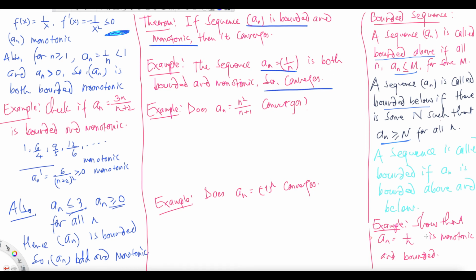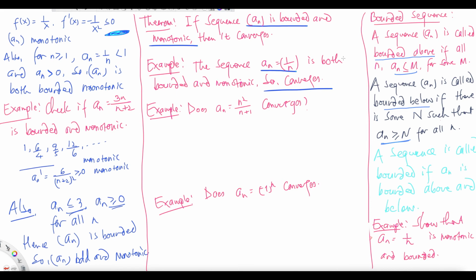We know that this sequence converges from so many different methods, right? Because when n tends to infinity, this goes to 0. So the limit is 0, right? So this sequence converges. But this method, boundedness and monotonicity, also shows that the sequence converges, right?